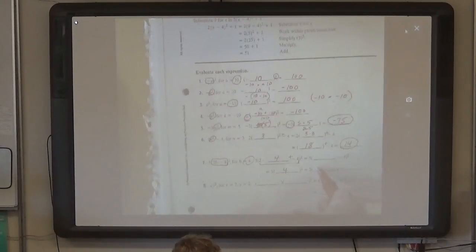5 times 4 times 4. Not the 5 is being squared, but only the 4. So this is 5 times 16, which would be 80. 64 and 80. Yep, good.